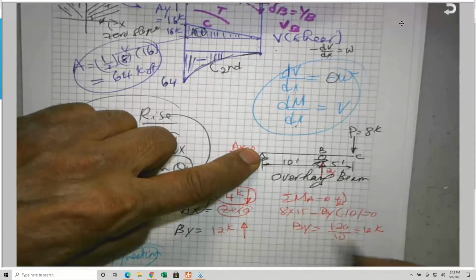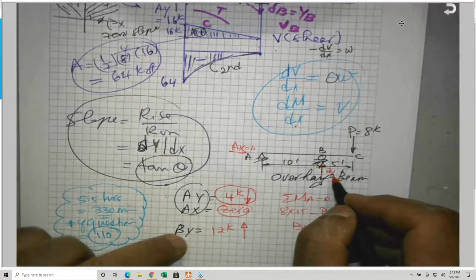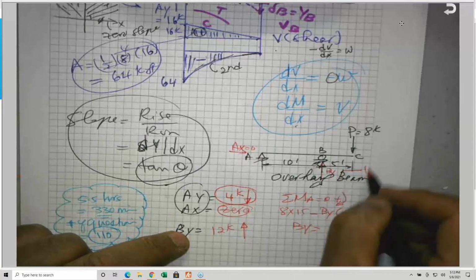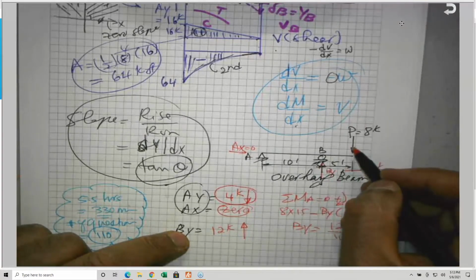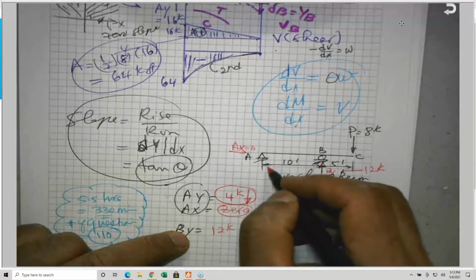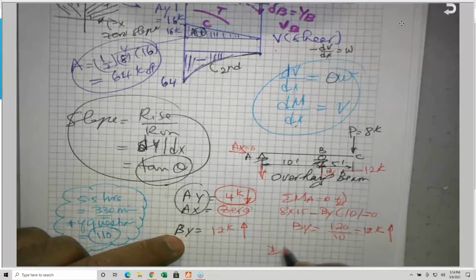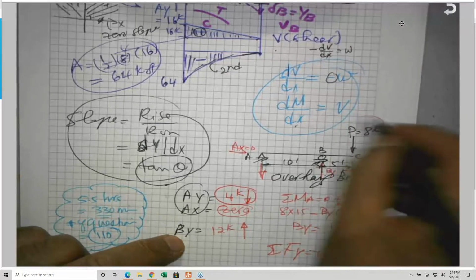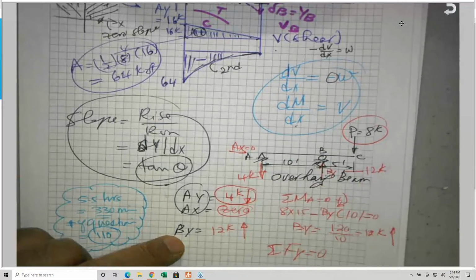And it came out positive. That means that it is up. So B sub y is 12 kips up. This is down and this is up. This must be down because I need to satisfy sigma force y equals 0. So if 8 is coming down and 12 going up, this must be 4 kips coming down.